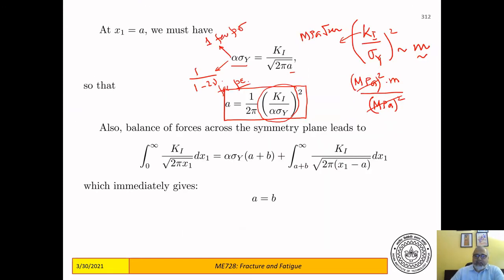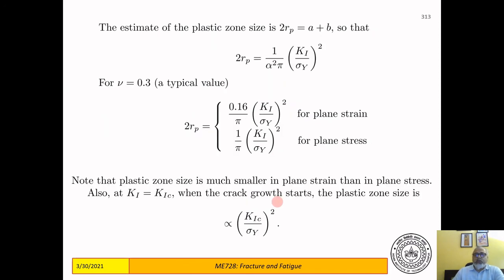So we have already learned that A is equal to B. So 2RP is going to be 1 by alpha square pi, and this length scale reappears. This length scale is always there.